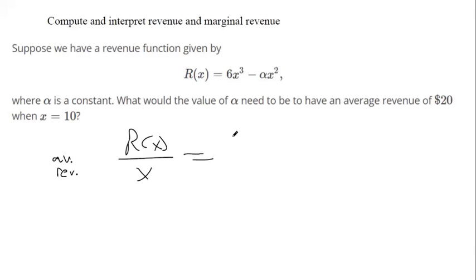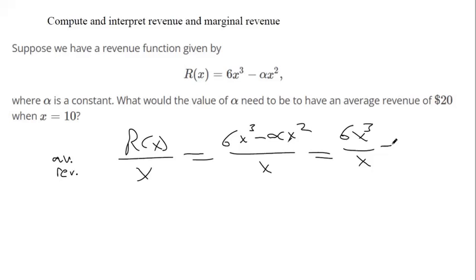So if we plug in what R of x is, we don't know what alpha is yet, but we can figure it out. Then we can simplify. It's 6x to the third over x minus alpha x squared over x. And those can cancel out to make 6x squared minus alpha x. So that's a function that represents our average revenue. So what would the value of alpha need to be to have an average revenue of $20?